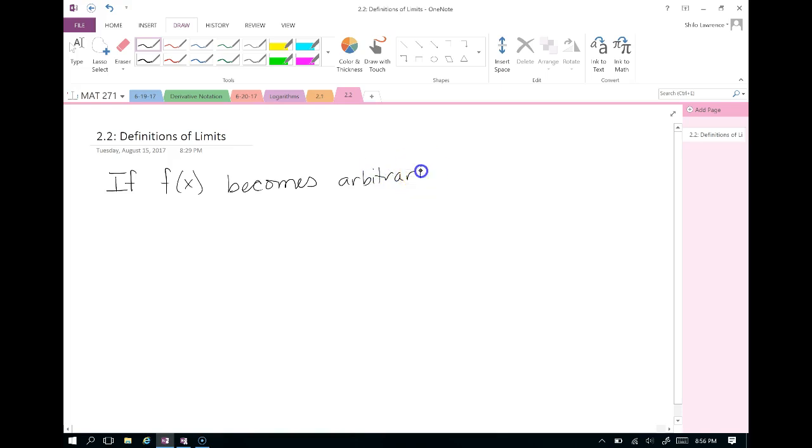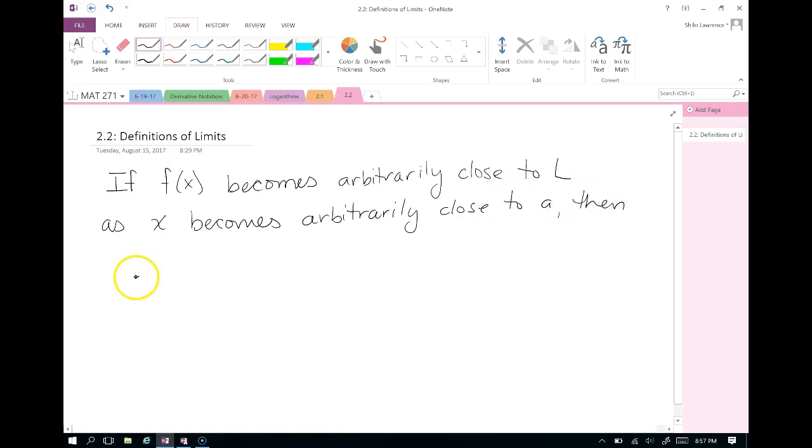And it becomes arbitrarily close to L as x becomes arbitrarily close to A. Then we can say that the limit as x approaches A of f of x equals L. So this is the notation that we are going to see for our limit problems.